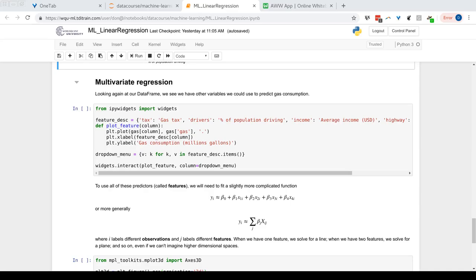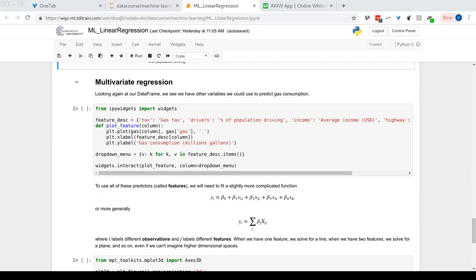In our model so far, we were only considering one feature for our modeling purposes. We were only looking at the percentage of population that are driving. But we don't have to just use one feature when we're working with linear regression. We can include more than one feature for our model. In other words, use more than one feature to best fit some hyperplane through our data.